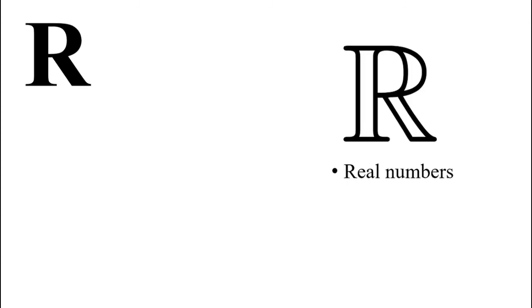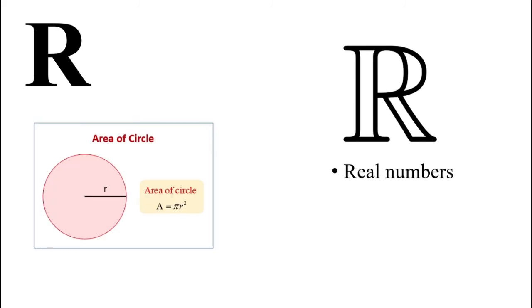R is used to label the set of real numbers. So we have pi, we have e, we have square root 2, all the integers, all the fractions, all the decimals as well. Anything on the number line, right? In geometry, it's used to label the radius of a circle. So we have right here, the area of a circle is pi r squared.